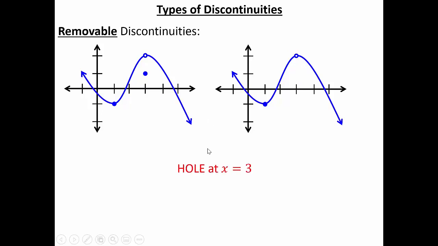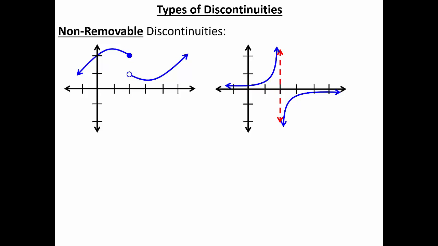So both of these have a hole at x equals 3, but we no longer say hole, we say removable discontinuity at x equals 3. So if I asked you to describe the discontinuities in this graph, you could simply say that there's a removable discontinuity at x equals 3. A non-removable discontinuity is a discontinuity that cannot be filled in just by fixing a point or two.